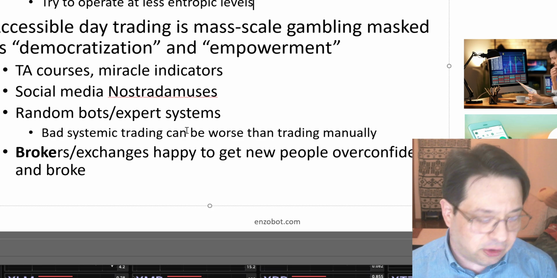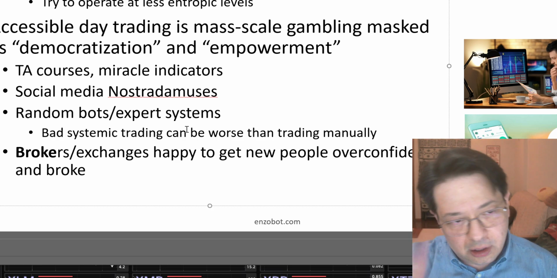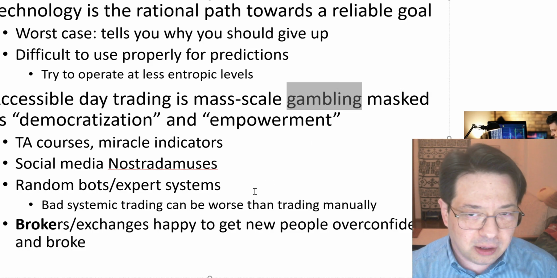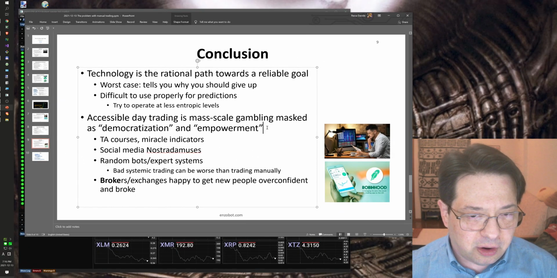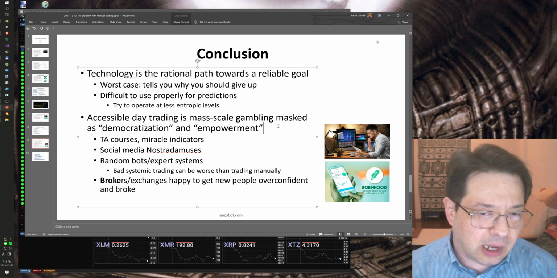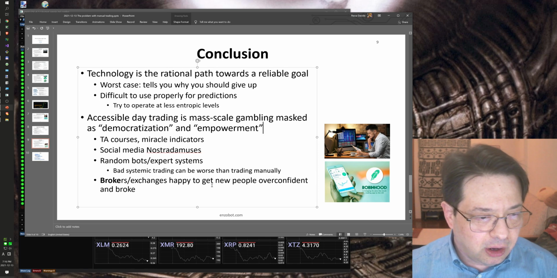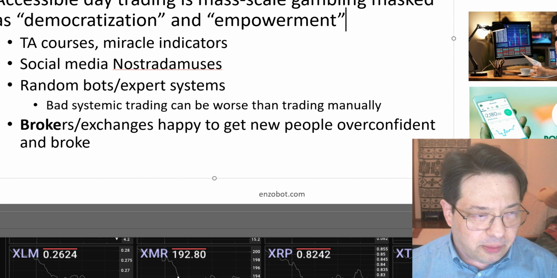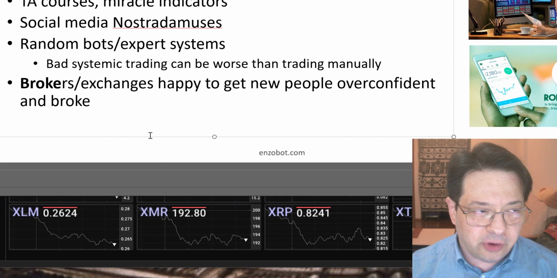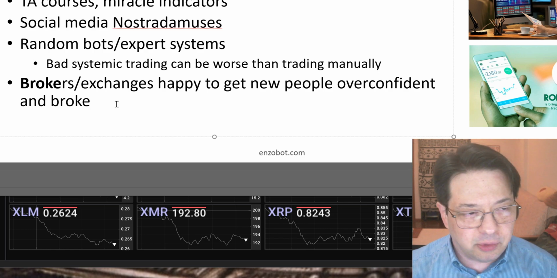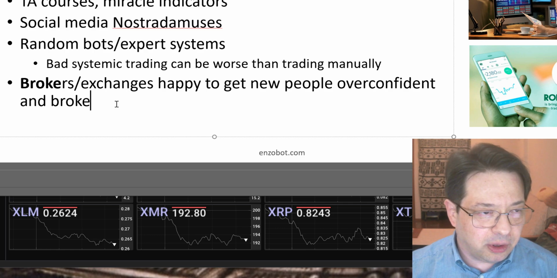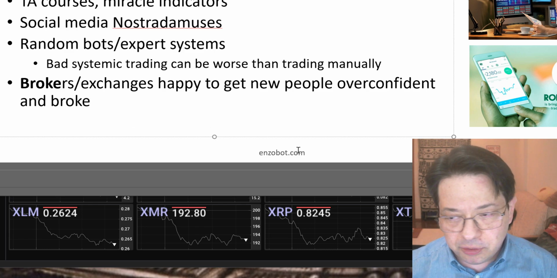And of course, there is demand because everybody wants to make a quick buck. It's pretty much gambling. People maybe don't have a casino close by, but it's very easy to go online and pretend that they're Gordon Gekko or whatever. Also, brokers and exchanges are really happy to take your money. So don't believe that because they're available, they're trying to democratize. Most people will lose their money. So just be aware of those things.